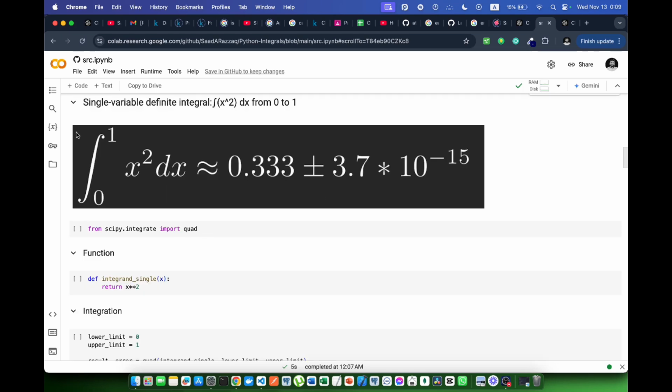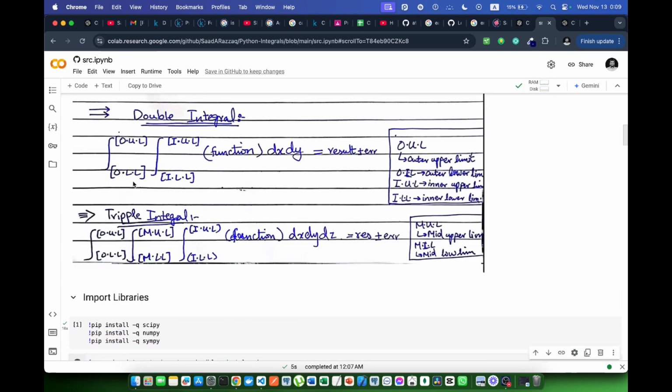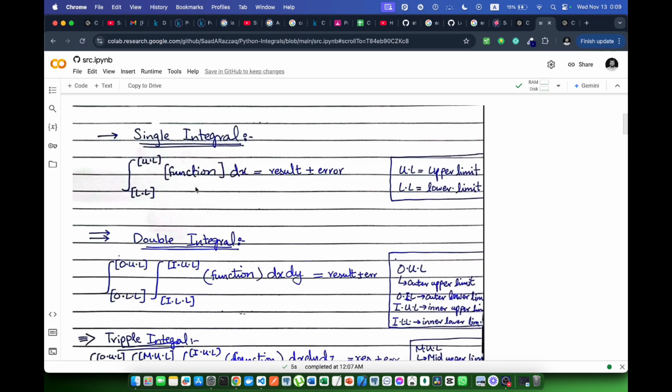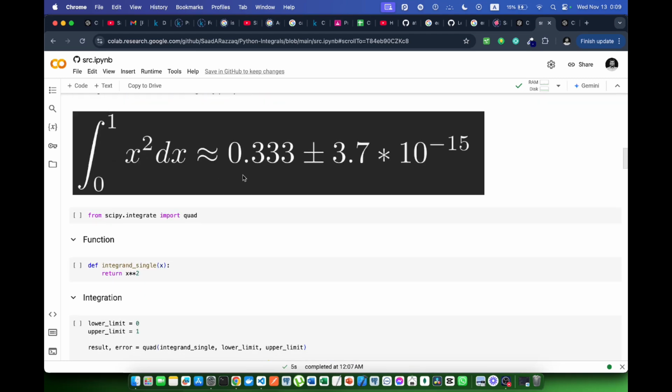Now let's move on to our number one. Here we are going to solve this problem where there is an upper limit of 1 and a lower limit of 0 alongside the function. Remember, this is the function that is written closely with dx. So x square is the function right here, and we get an answer after applying this integration. After doing all the mathematical steps, we get 0.33 as a result, and this is our error.